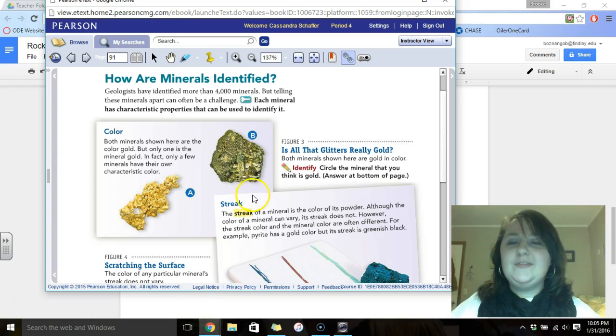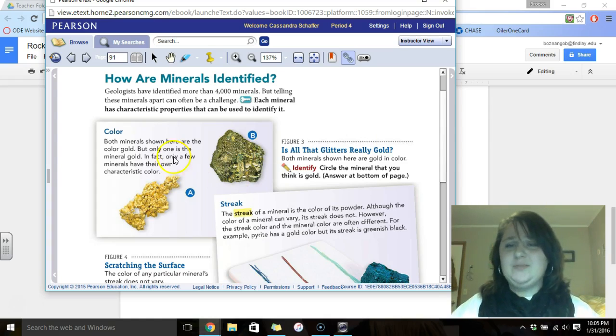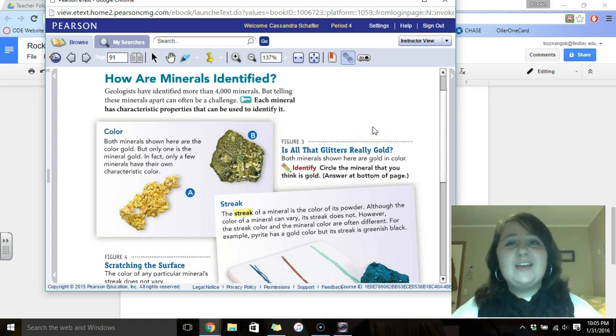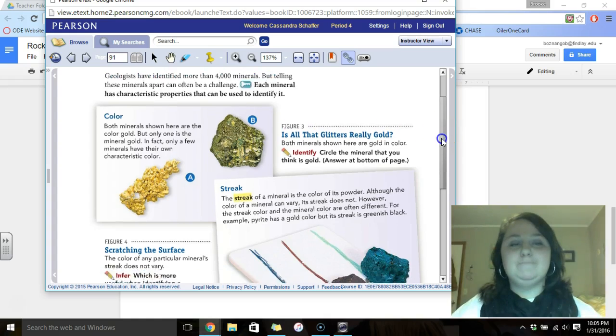Now, looking at this, any ideas which one you think is actually gold? I know, it's kind of hard to tell. It'd be easy to say, oh, well, letter B's got to be gold, right? Well, you're actually wrong that time around. Letter A is the one that's gold. This one right over here is actually what gold looks like. This one over here is called pyrite, which is sometimes called fool's gold. It looks golden, and you would think, oh, that's got to be gold, but it actually isn't. So let's move on to the next one.